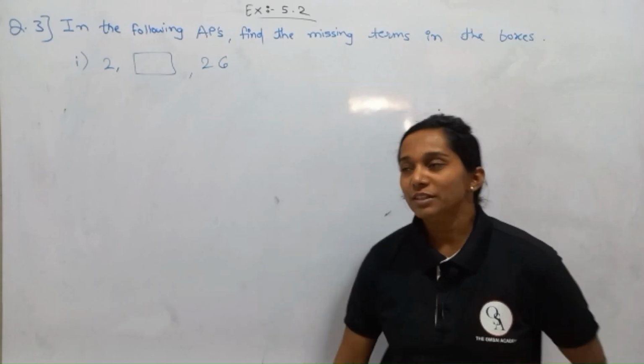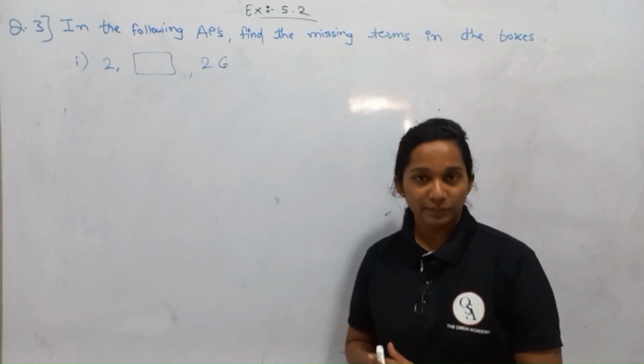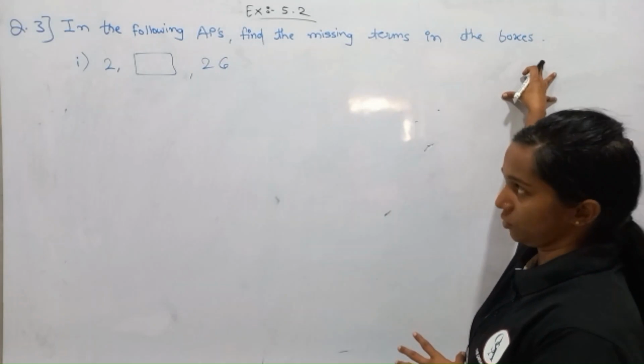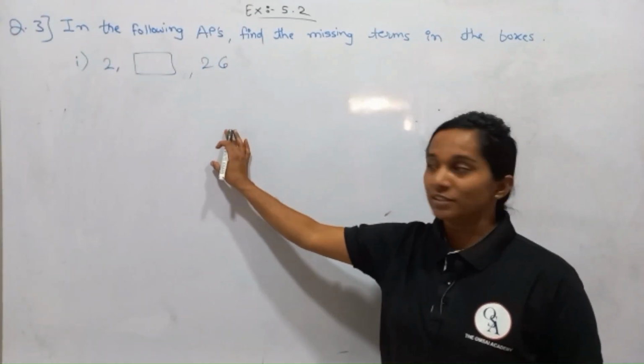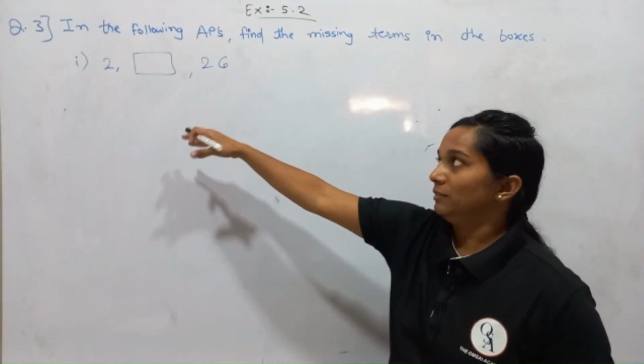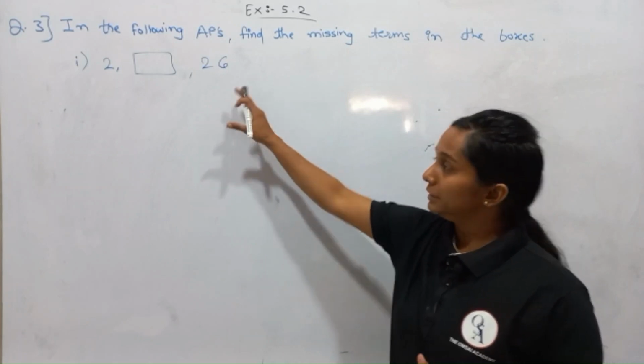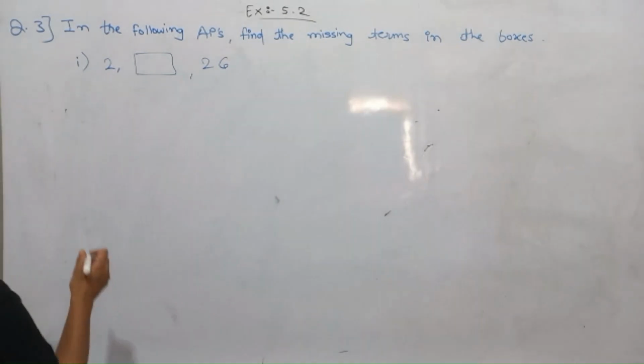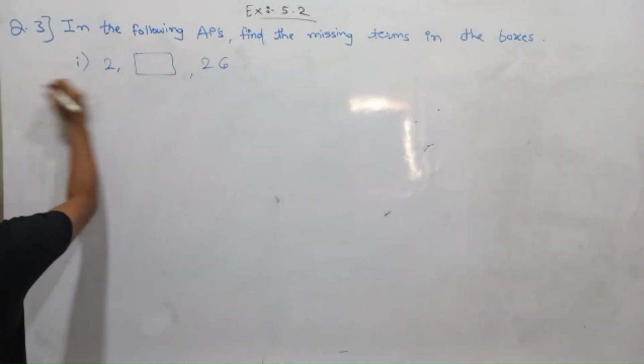So now we will start question number 3, and question number 3 is nothing but: in the following APs, find the missing terms in the boxes. Okay, so the first term is 2, and the third term is 26. Here we don't know the common difference. Okay, so how can we find it out?